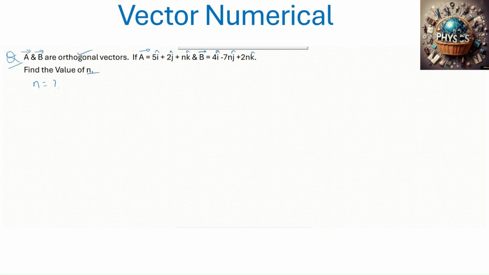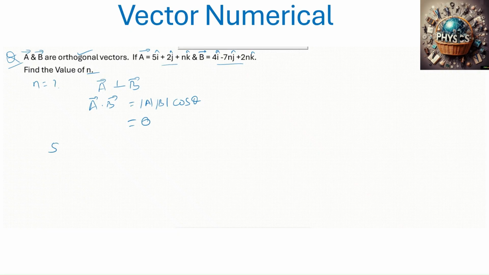When we are given that the two vectors are orthogonal, this means that vector A is perpendicular to vector B. And as we know, in case of dot product or scalar product, A dot B is AB cos theta. Since it is orthogonal, cos theta is cos 90 degrees, which means that A dot B is equal to 0. So the dot product of this and this should ideally be 0. That is what we need to know.